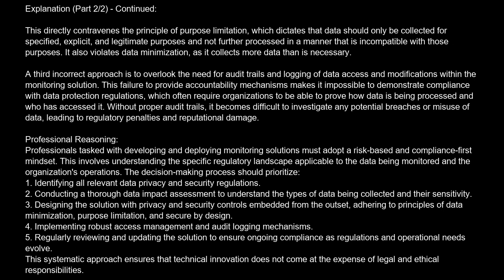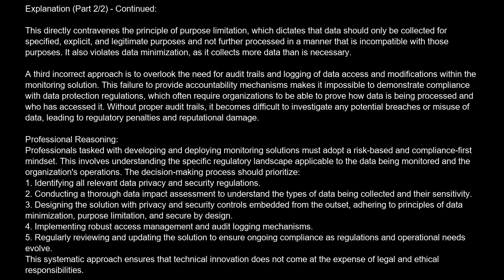A third incorrect approach is to overlook the need for audit trails and logging of data access and modifications within the monitoring solution. This failure to provide accountability mechanisms makes it impossible to demonstrate compliance with data protection regulations, which often require organizations to be able to prove how data is being processed and who has accessed it. Without proper audit trails, it becomes difficult to investigate any potential breaches or misuse of data, leading to regulatory penalties and reputational damage.